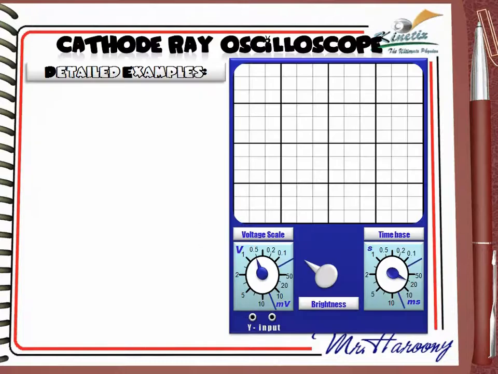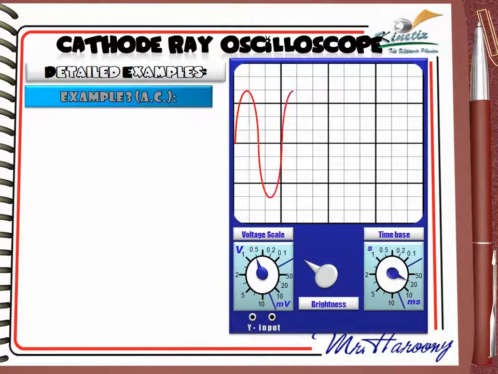Now we finished 2 examples. The first one for reading the voltage on the Y-axis, and the second one is for reading the time on the X-axis. Now it's time for a more advanced case, reading an AC signal coming from an AC supply or an AC generator. Example number 3.